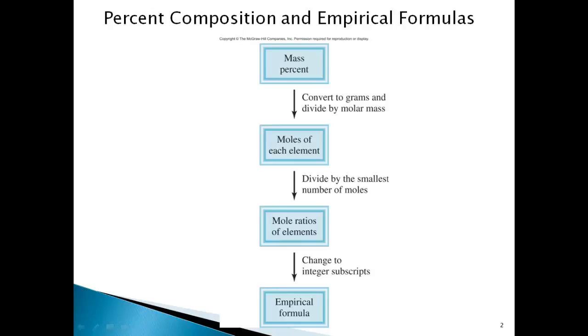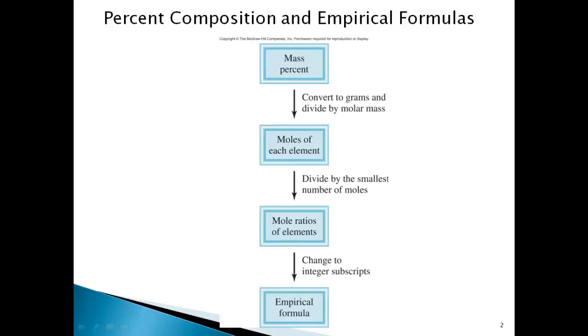Given the percent composition by mass of a compound, we can determine the empirical formula of the compound. And since we're dealing with percentages, and the sum of percentages is always going to be 100%, it's convenient to assume that we started with 100 grams of a compound. It's an assumption that we're going to make in most of these problems.